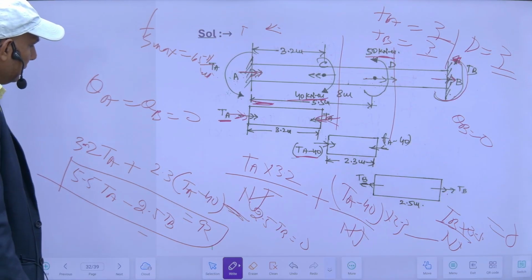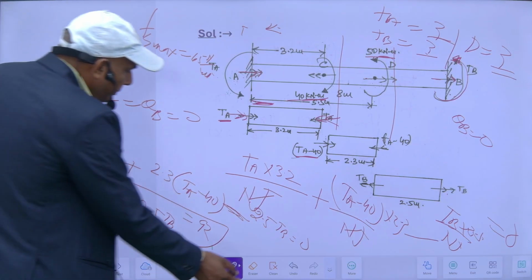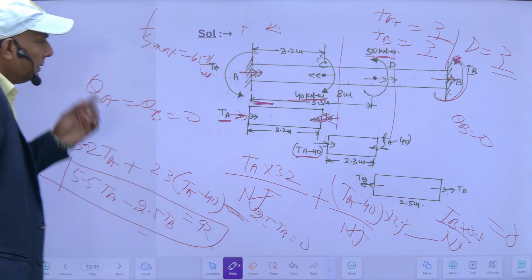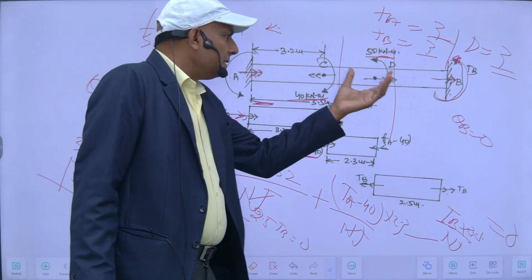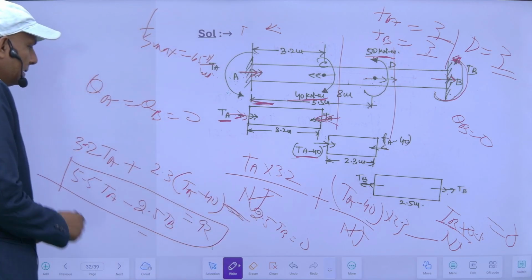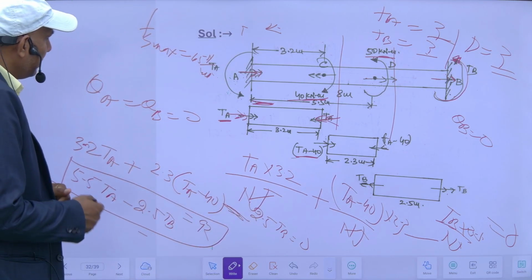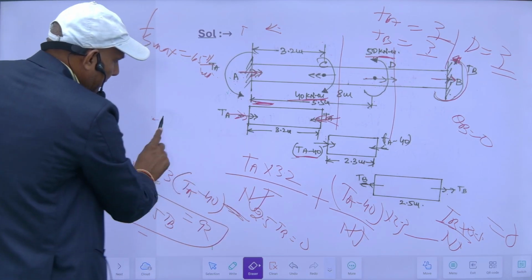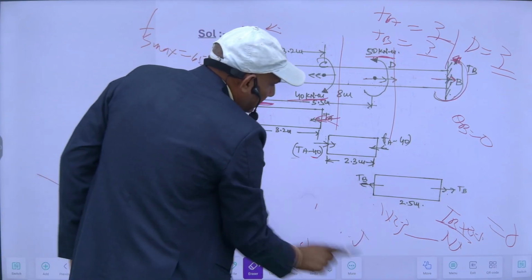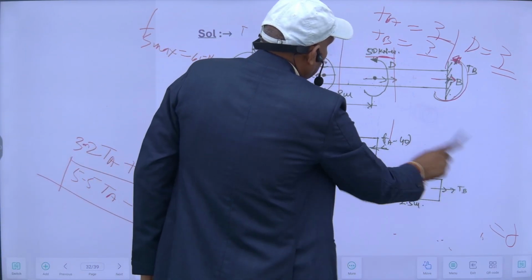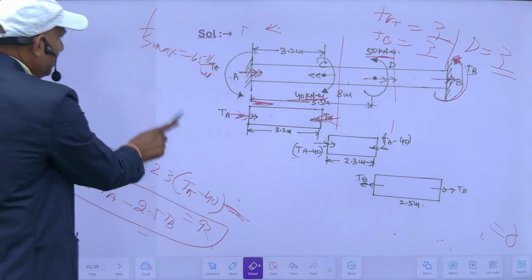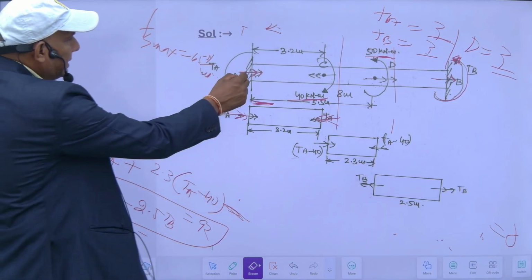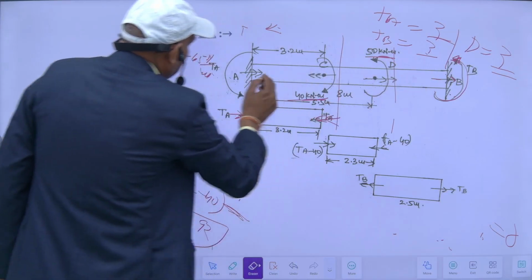And another equation, as we know, TA upon TB is equal to this one. So another is the static equilibrium condition. That is like this. As we know, my total force acting in this direction is this one. This is TA.